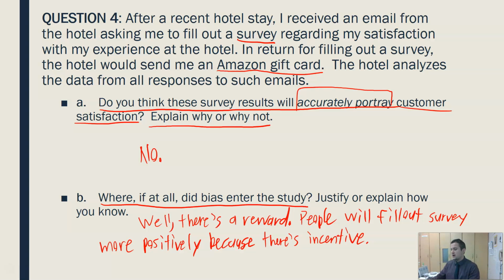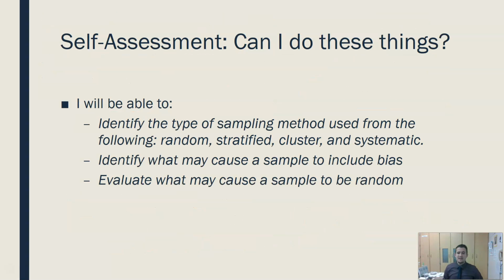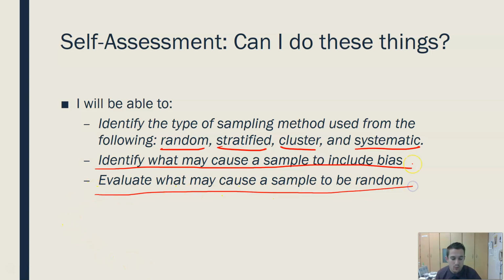So this whole homework assignment is you recognizing if there's bias in these different studies, recognizing the different sampling methods that were taken. So that's it. Hopefully by the end of this lesson, this is what you are able to do. I want you to identify the types of sampling methods that are used: random, stratified, cluster, and systematic. Be able to identify what may cause a sample to include bias, and then evaluate what may cause a sample to be random. Because in order for a study to be accurate, it needs to be unbiased, and the people in the study need to have been selected randomly.